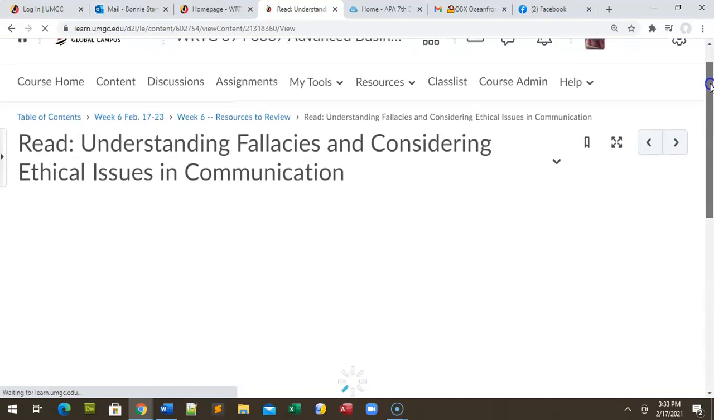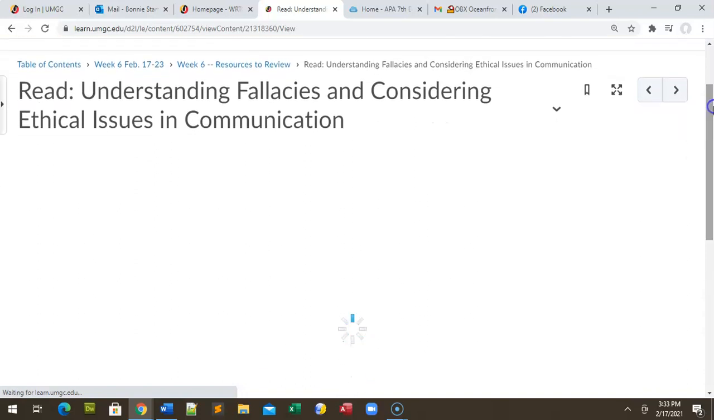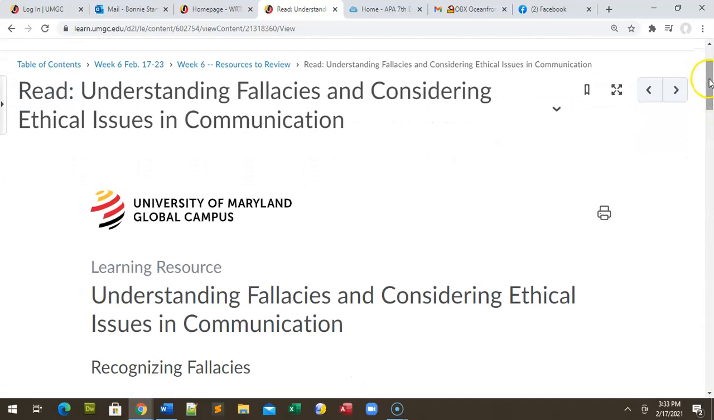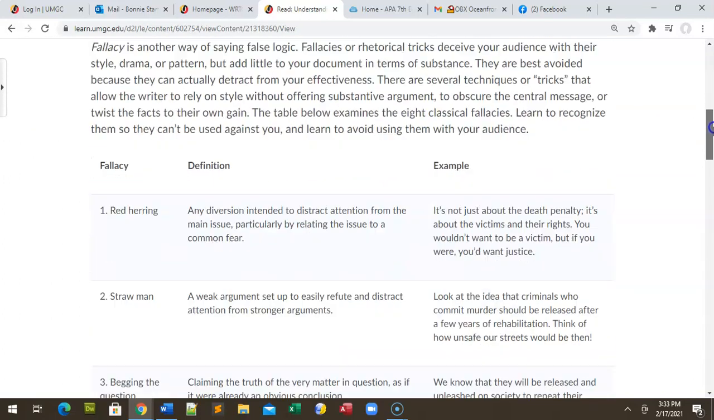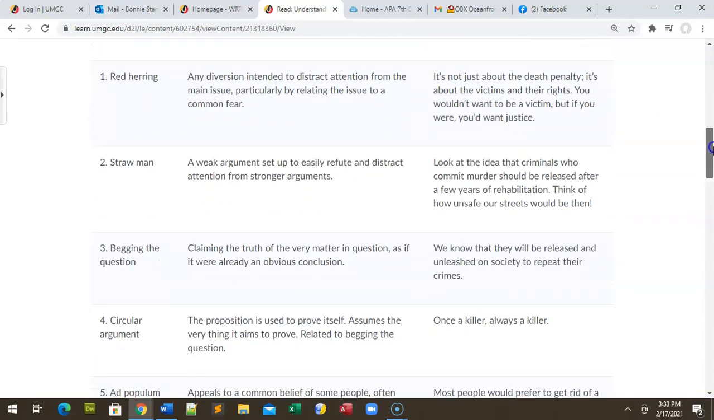All right, fallacies and considering ethical issues of communication. A fallacy is false logic. Red herring. This actually came about from Russia, where the serfs would be escaping from their masters. And what they would do is take a red herring and rub it along the path. The dogs would come along, sniff the red herring, and the smell is so strong that it got stuck in their nose and they couldn't find the people anymore.